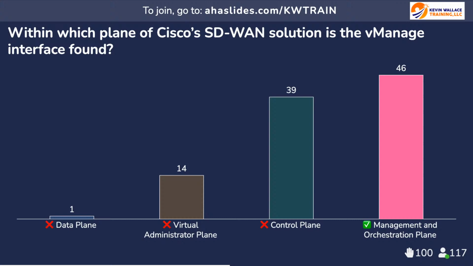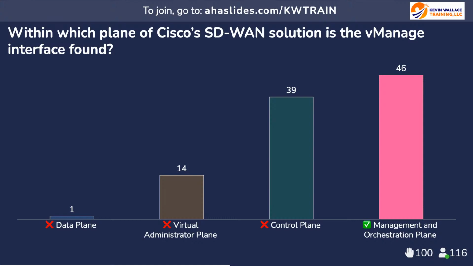All right, time is up. We had a very close decision between control plane and management and orchestration plane. And the correct answer is indeed the management and orchestration plane. That's where we find both the vBond solution, which is the orchestration and provisioning component, and we also see vManage in there, which is our graphical user interface.